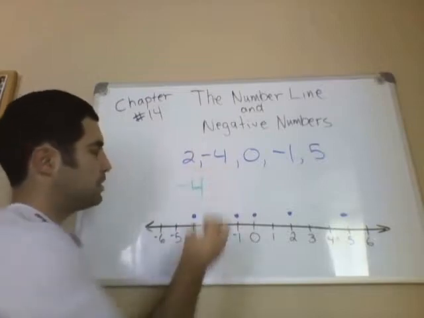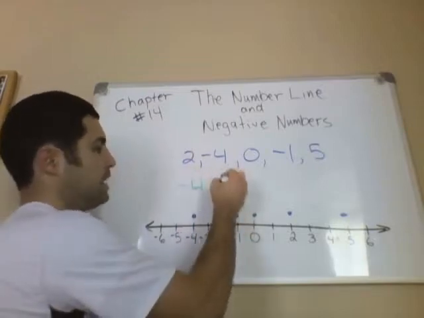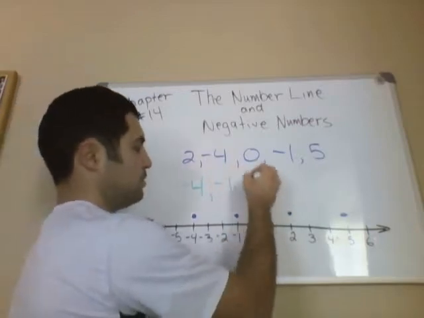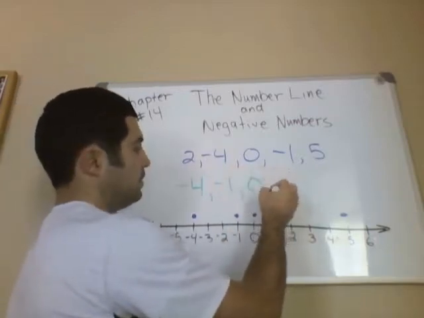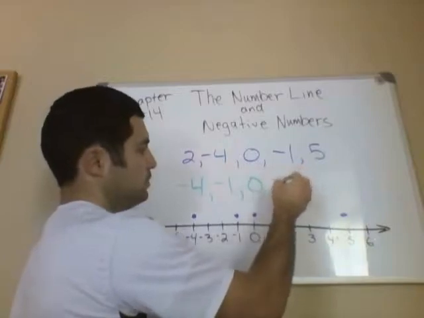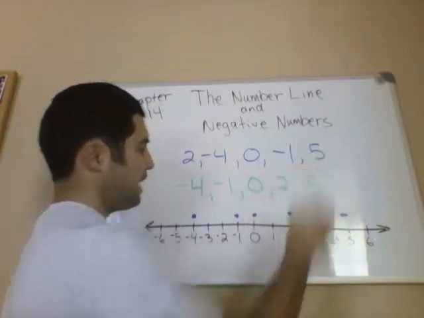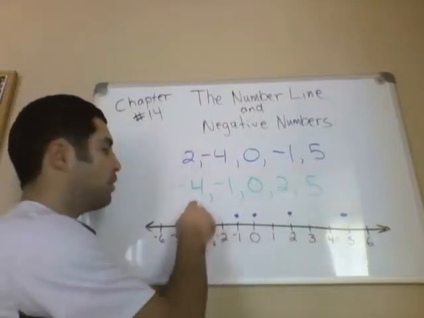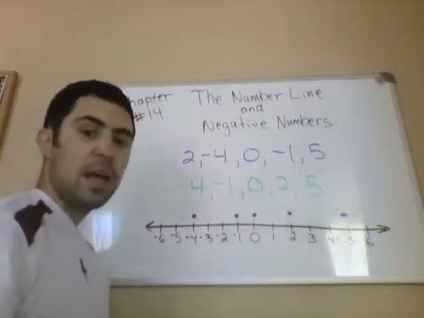Negative 4 is first. And after that we have negative 1. Then we're going to have 0. Then we're going to have 2. And then we're going to have 5. That's how you write the numbers in order from least to greatest. Negative 4, negative 1, 0, 2, 5.